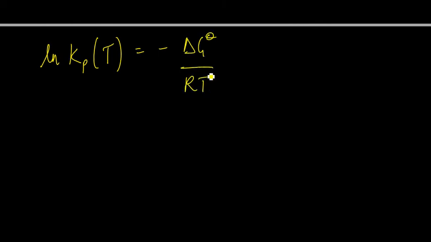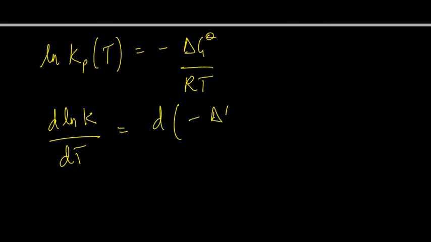So what we had over here was log of K, which is a function of temperature, was equal to minus delta G by RT. Yes, this is where we had left off before the example. So d log K by dT would be equal to d of minus delta G naught by RT by dT, which I'll have to do by parts.